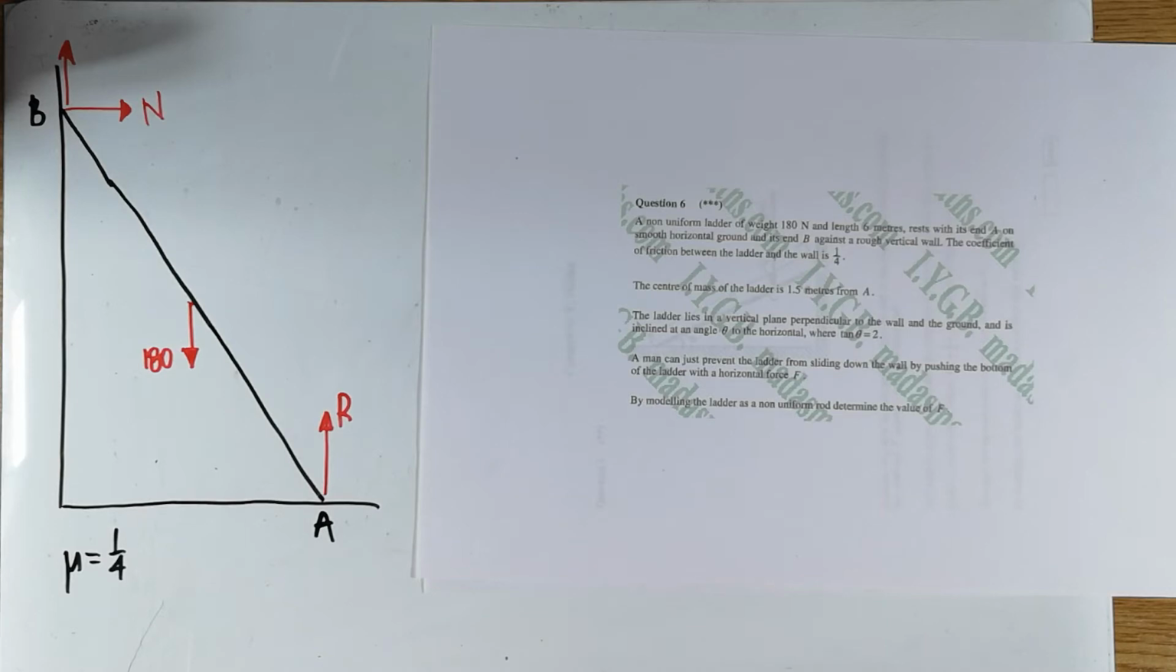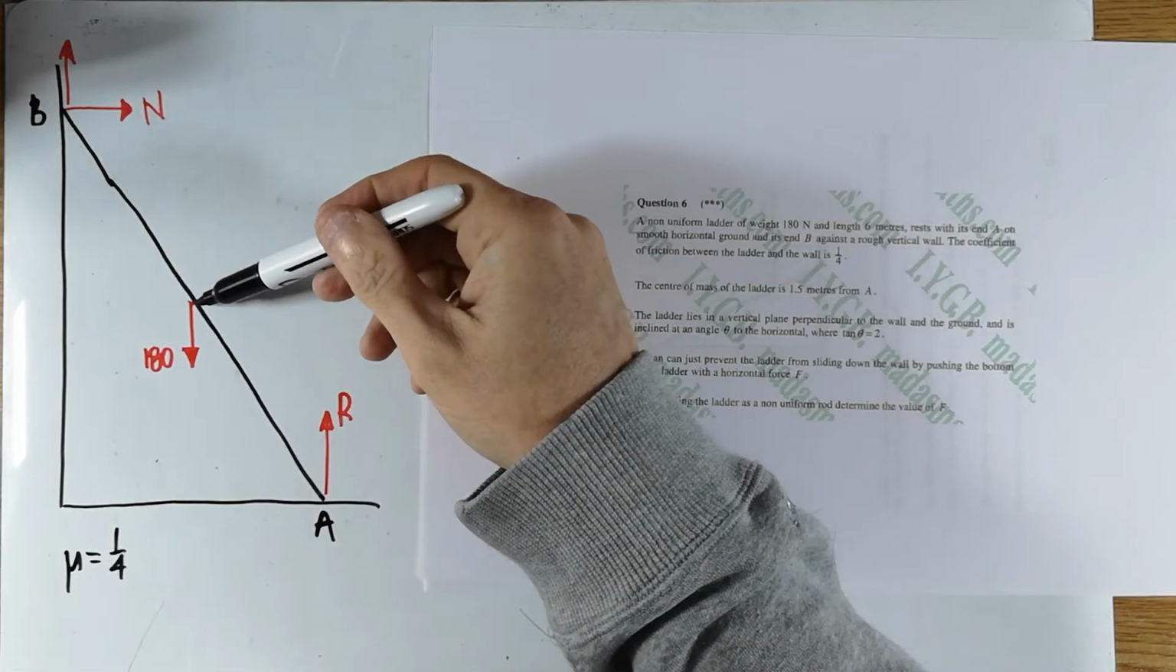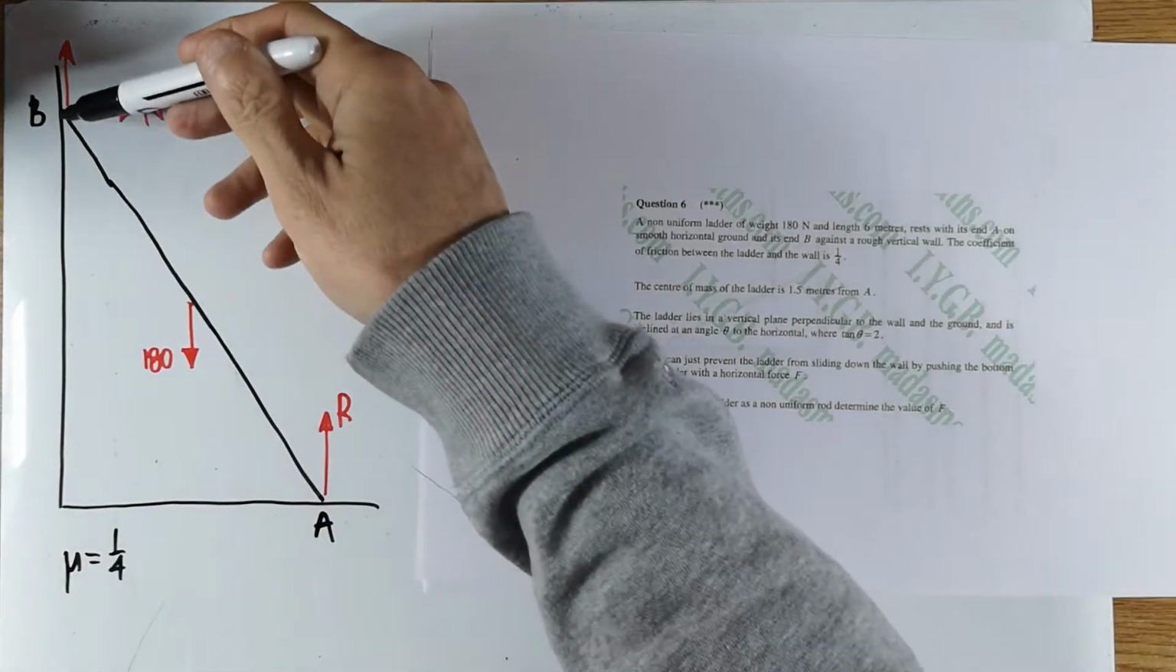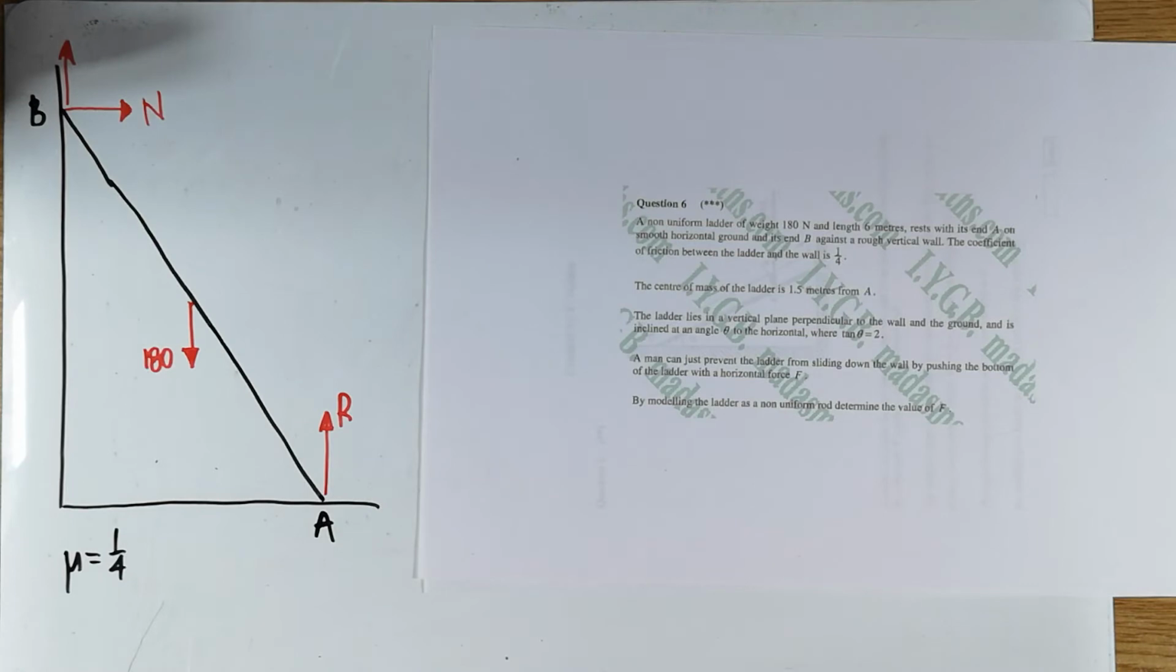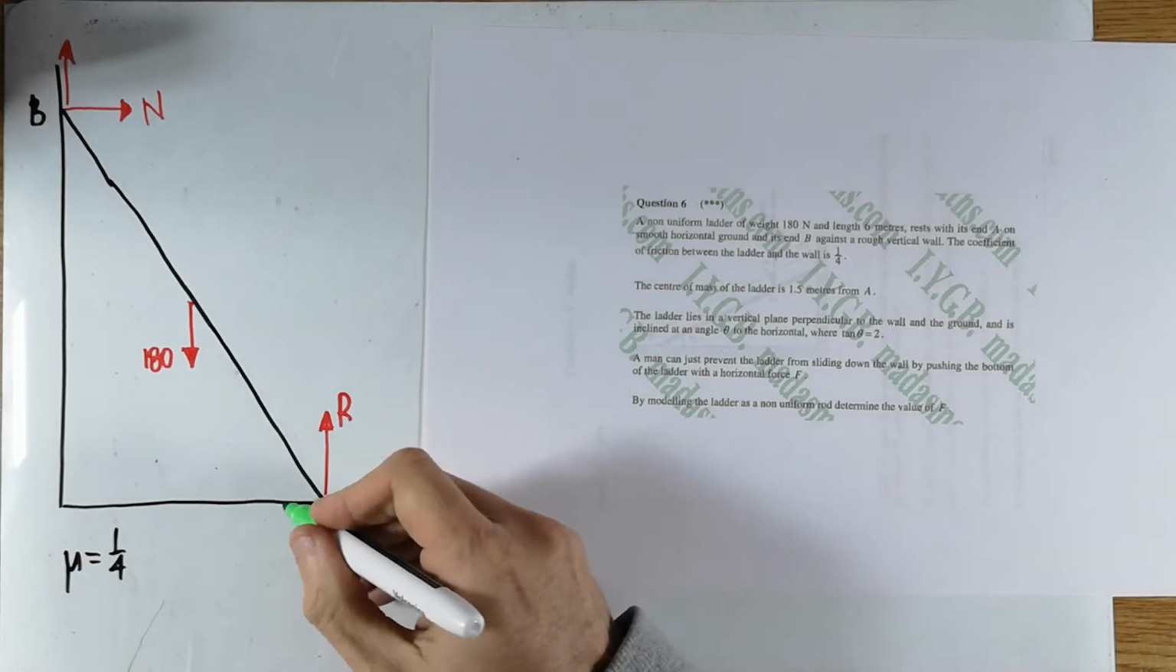The center of mass of the ladder is 1.5 meters from A. So in fact, this distance is 1.5 meters. The whole thing is 6. So far this is 1.5 and this is 4.5, to be marked at the end. The ladder lies in a vertical plane perpendicular to the wall and the ground and is inclined at an angle theta to the horizontal. So this is the horizontal.